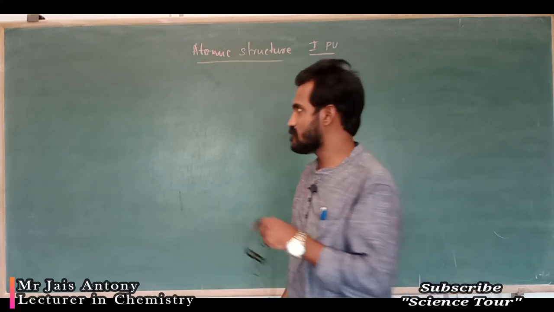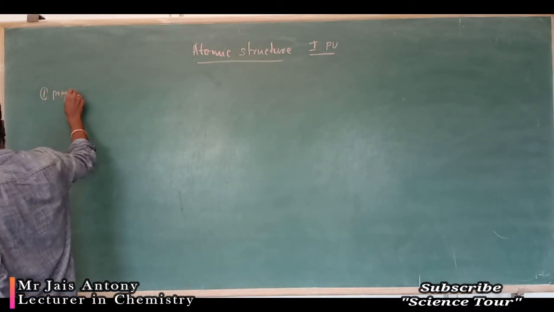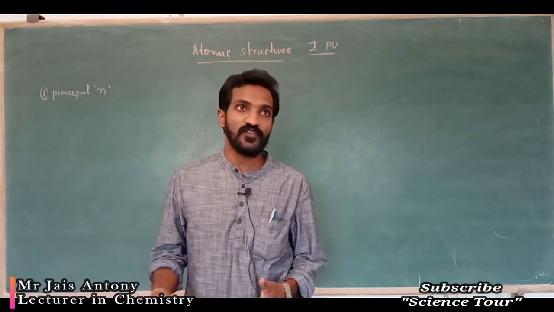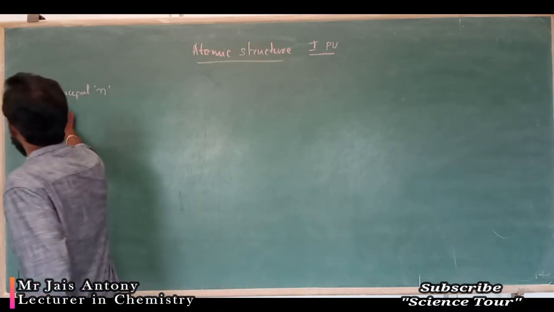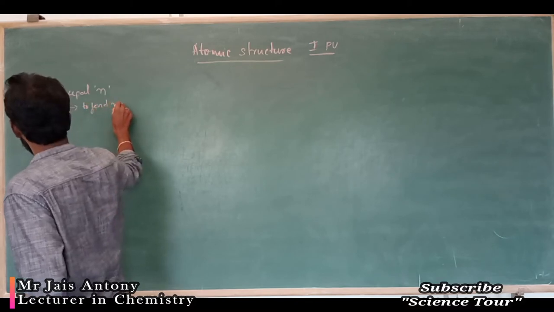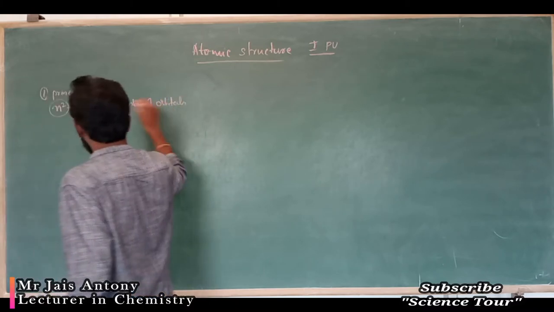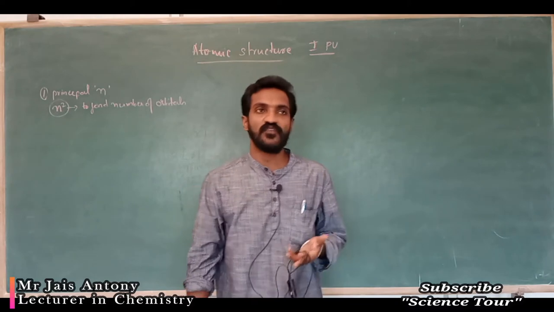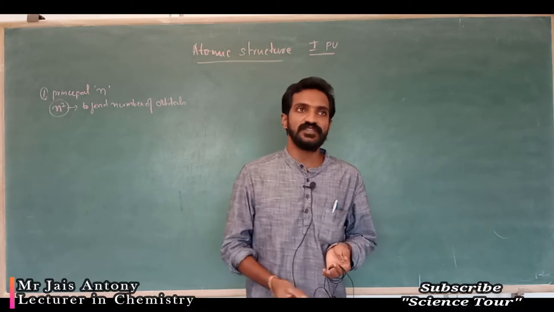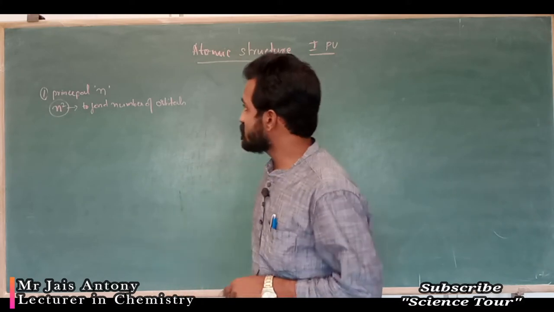And the very important thing, once again I recall: the first one is the principal quantum number. The principal quantum number is represented by n, and n square is used to find the number of orbitals. It is mainly used to find the energy level and size of the shells. Different energy shells are there, n is equal to 1, 2, 3, 4, like that, and K, L, M, N.